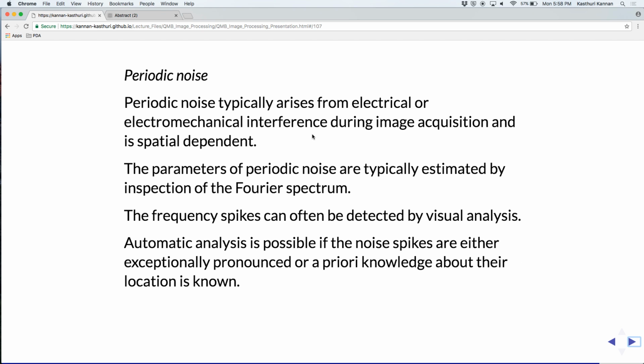And apart from that, there is a very critical noise called periodic noise. This typically arises from electrical and electromechanical interference, and you see this most of the time actually. These can be approximated by the Fourier spectrum. There are a bunch of methods for taking out this periodic noise. Most of these can be detected by visual analysis, or if we have the sensor, we can take the place where there is no noise and use it as a background for subtraction, right?